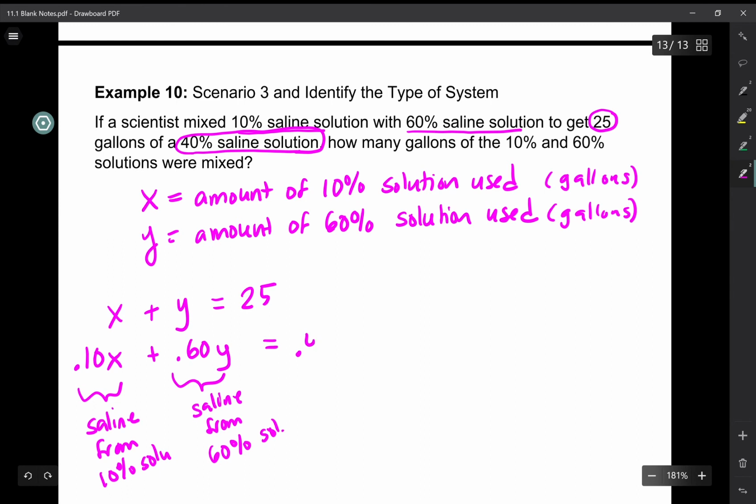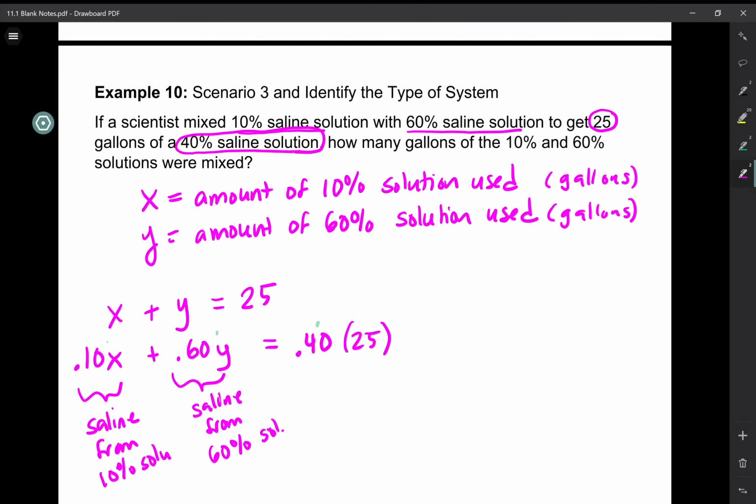So I have my 40%, and people are really tempted to stop here, but our units aren't going to be the same. On this one, I have 0.10 times an amount, 10% of a gallon, so that's going to give me gallons. Here I have 0.60 times a gallon, so that's going to give me gallons. If I stopped here, I just have 40%. That's not going to be units of gallons. Well, it's going to be 40% of the 25 gallons that I have. So you have to remember to put that in there as well.